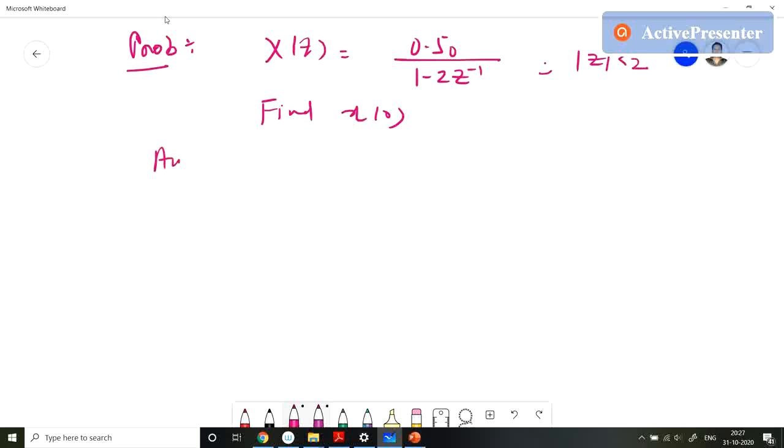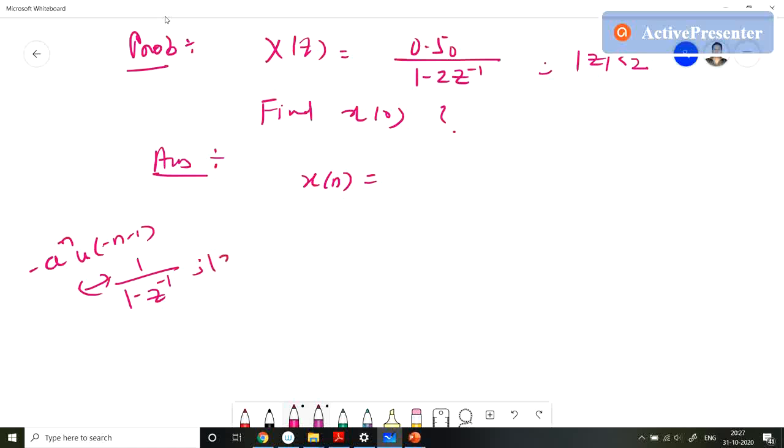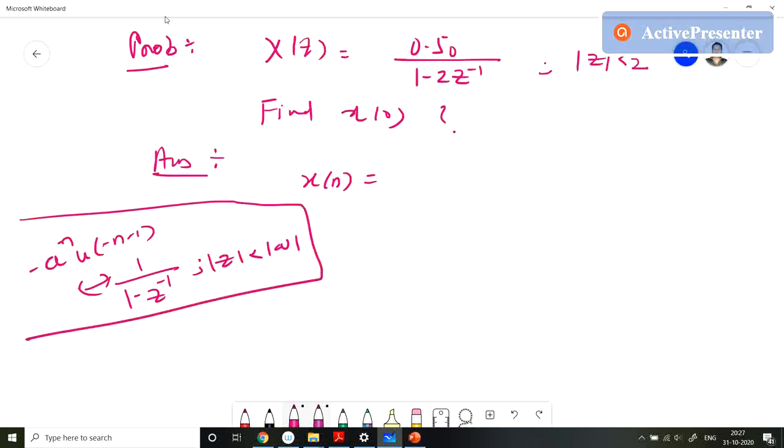So we need to find out the value of x0. Now we can write it as xn. Since it is a non-causal sequence, please understand that. So it is minus a raised to the power n u minus n minus 1, that z transform is equal to 1 divided by 1 minus z inverse, and modulus z is less than modulus a. So this is the inverse z transform of this signal.